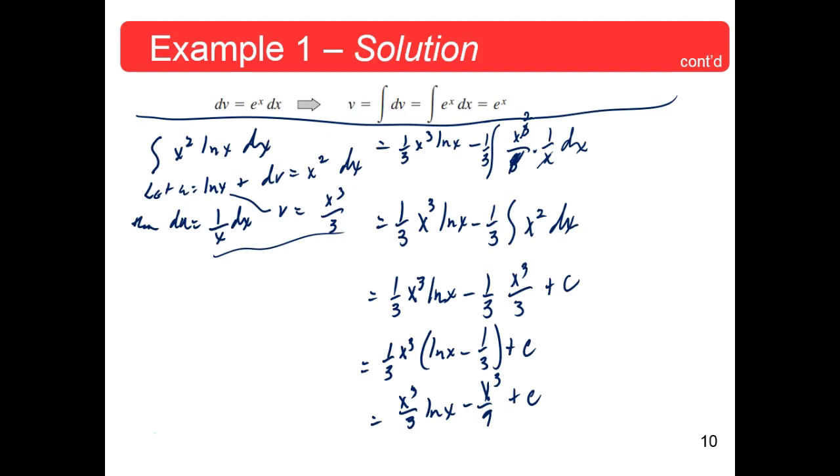But if you're doing WebAssign, it's only going to look for one answer. And the other one is going to say it's wrong, and it's not wrong. It's perfectly correct. So, one reason I really don't care too much for WebAssign. Okay. All right. And that's what we got in the book.